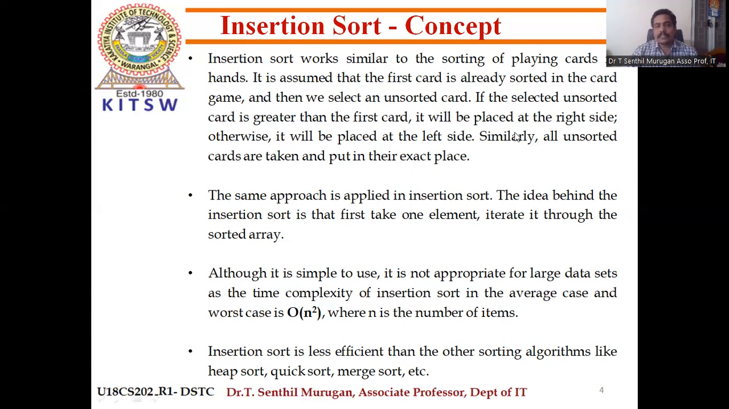When we think about this concept, we have to see the implementation, then we can easily understand it. If the selected unsorted card is greater than the first card, it will be placed at the right side. Otherwise, it will be placed at the left side. Similarly, we do all the operations till the entire array is sorted. When we do this operation, we compare with all the elements. Each element is taken and compared with the previous elements, so the average case and worst case are order of n square.